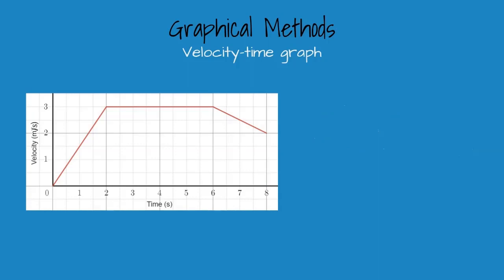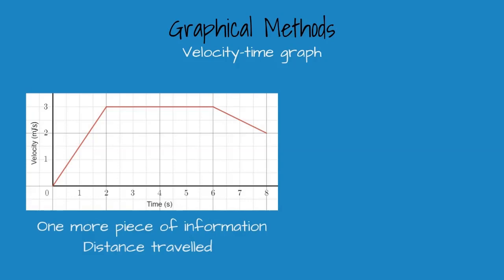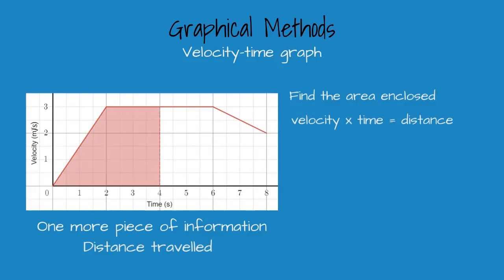We can extract one more piece of information from this velocity time graph, which is the distance traveled by the object. To find the distance, we need to find the area enclosed by the graph, since the product of velocity and time is distance. If we want to find the distance traveled in the first 4 seconds, we need to calculate this area. To make it easier to calculate, we can split the area into a triangle and a rectangle.